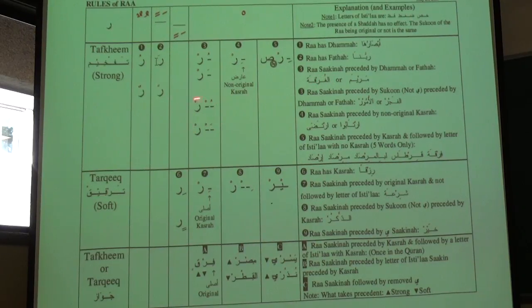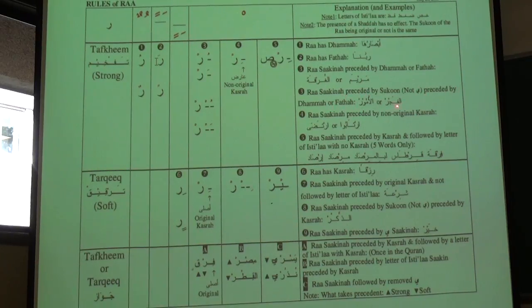And we still are in number 3 here on the bottom. The case where the ra has a sukoon and before it we have a sukoon and before that we have a dhamma or a fatha. So here it says a ra sakina, that means the ra has a sukoon preceded by a sukoon, and here between brackets I put not a ya. We will see why in a minute. It shouldn't be the letter ya before the ra. Any other letter except the ya, and that letter should be preceded by a dhamma or fatha.